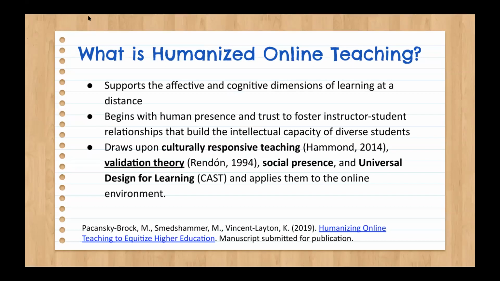Okay, so what is humanized online learning or teaching? It really includes a couple of things. The first is that it both supports the affective and cognitive dimensions, and it really shows a combination of how the affective and cognitive domains work together to have a greater output from students. And it begins with human presence and trust to foster instructor-student relationships. And it really builds on the intellectual capacity of a diverse student body, which we all have. And it also draws upon culturally responsive teaching, validation theory, and I want to just let everybody know that anytime you see something underlined, there's a link to that item. So there's actually a link to validation theory in case you have not seen it. Social presence and the universal design for learning, and applies them to the online environment.